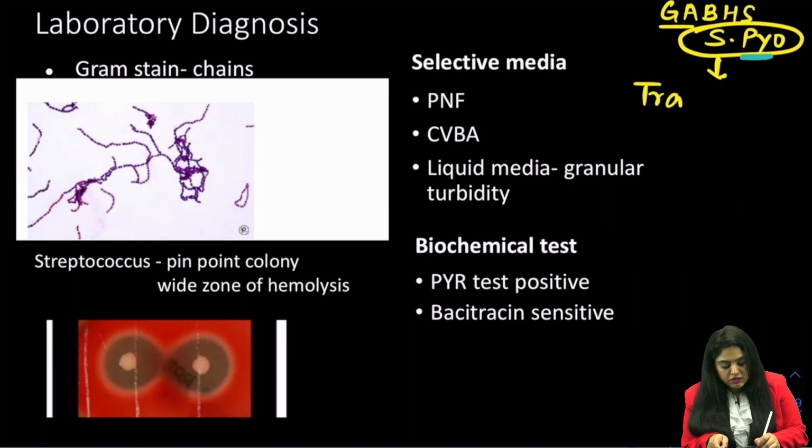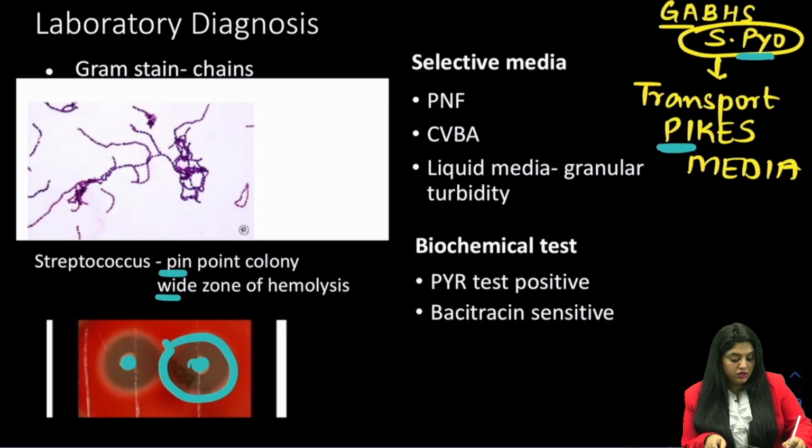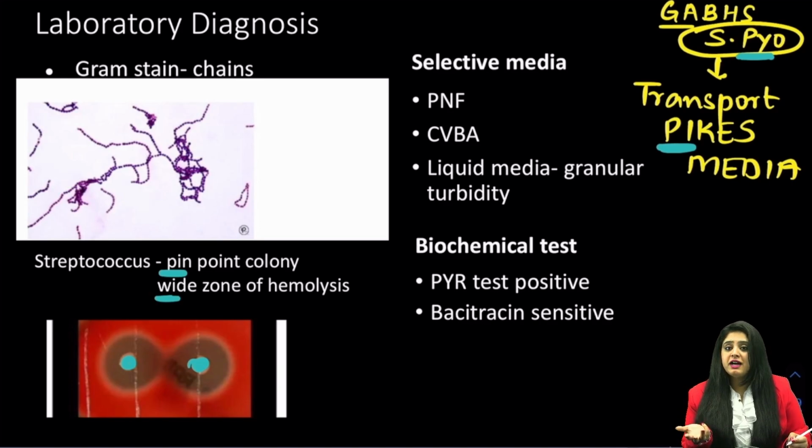If I ask you what the transport media is, one pi is going to come in your life, that is Pike's media. So for transport media, pi is Pike's. Coming to the next, what kind of colonies? Pinpoint colonies. What zone of hemolysis? Wide zone of hemolysis. So repeating: pi for pyogenes, pi for Pike's media, pi for pinpoint colonies, y for wide zone of hemolysis. So the first one is pi, pi, y.